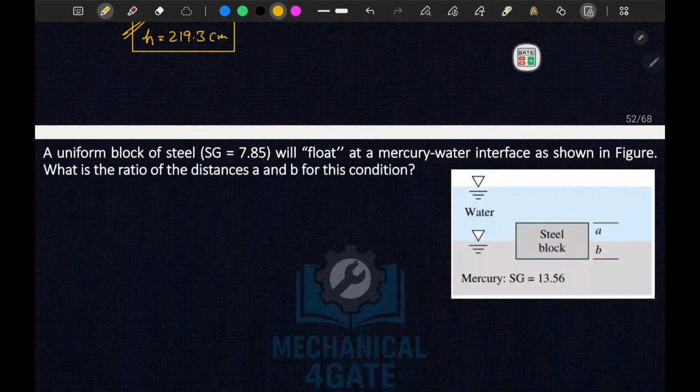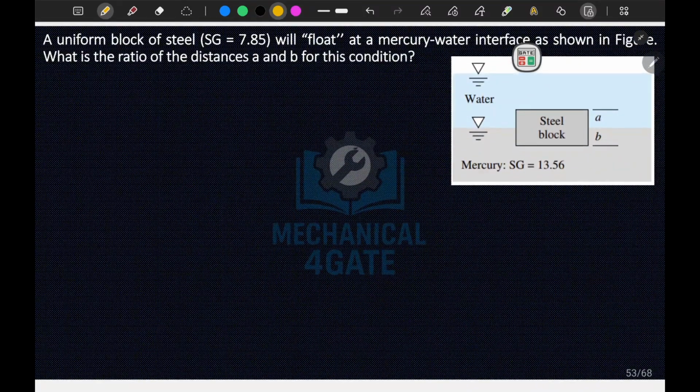Now we'll move to the next question. In this question, the uniform block of steel having specific gravity of 7.85 floats at a mercury-water interface as shown in the figure. What is the ratio of distances A and B? Again, by Archimedes principle, your buoyant force will be equal to weight. Now the buoyant force you can write in two parts, part 1 and part 2. Both are steel blocks. Let's say that A is the cross-section area of the steel block.